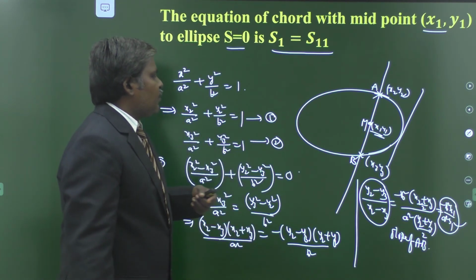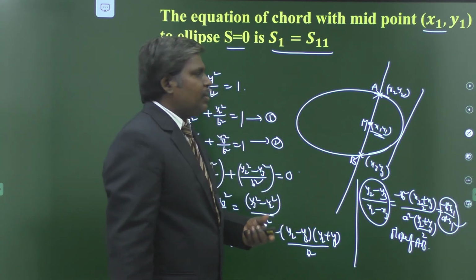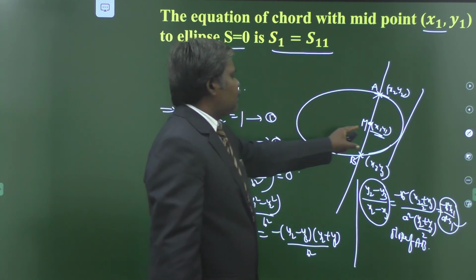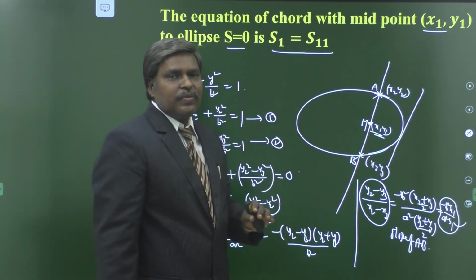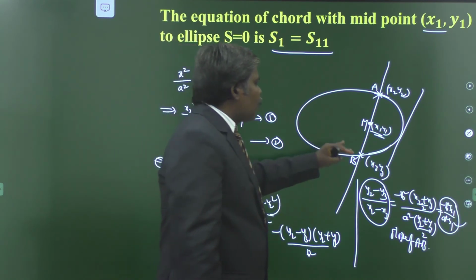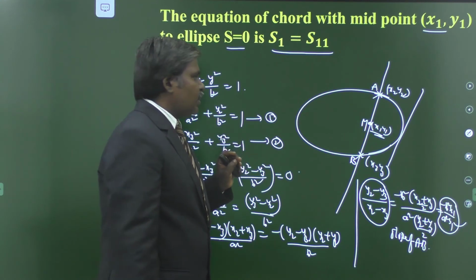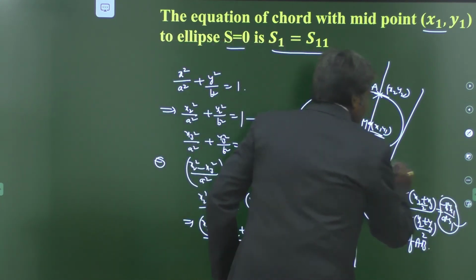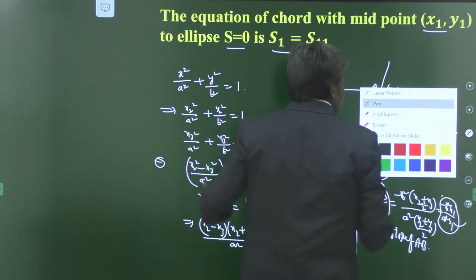We can write the equation by slope-point form: y minus y1 is equal to m into (x minus x1). Our intention is to get the equation in terms of x1, y1. We don't know about (x2, y2) and (x3, y3). That is why your intention is you have to eliminate (x2, y2) and (x3, y3). That is your intention. So we have the important thing, the slope obtained: minus b square x1 by a square y1. Now I erase this one.